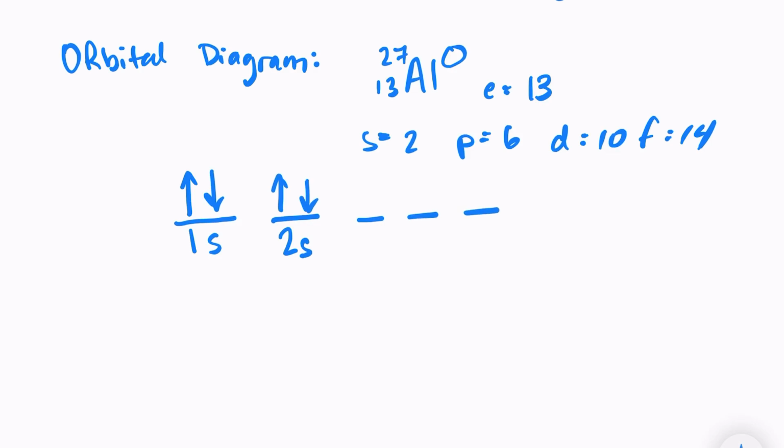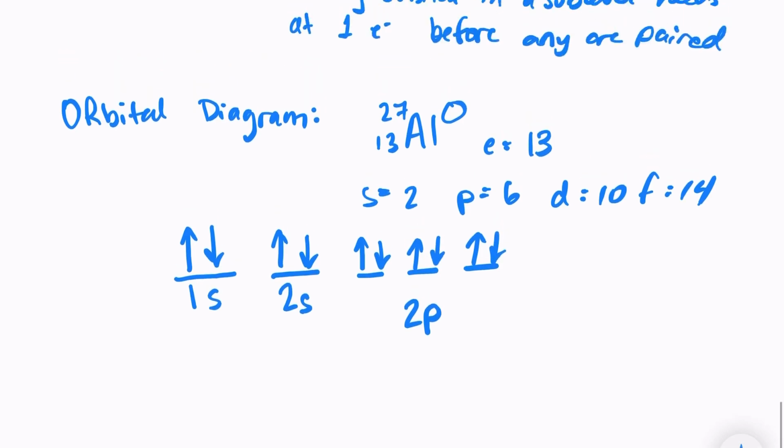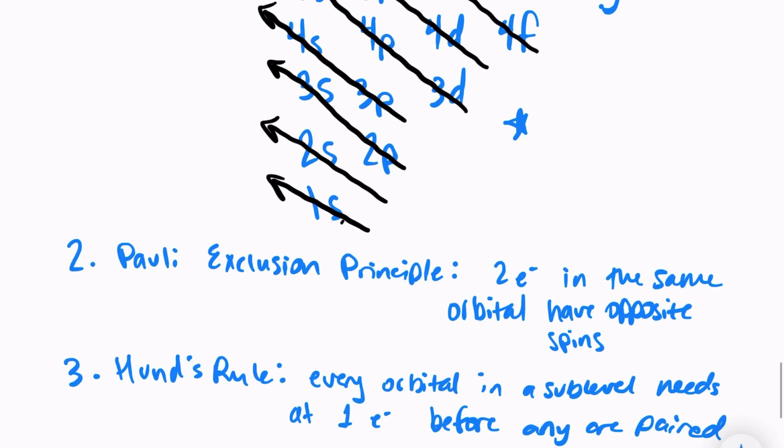Next, we move on to 2p. And this is where Hund's rule is important. I'm going to put 1 electron in each orbital before pairing any off. So I have 1, 2, 3, 4, 5, 6, 7 electrons, 8, 9, 10. Let's see what comes after 2p. Following my diagonal line, I need to go up to 3s.